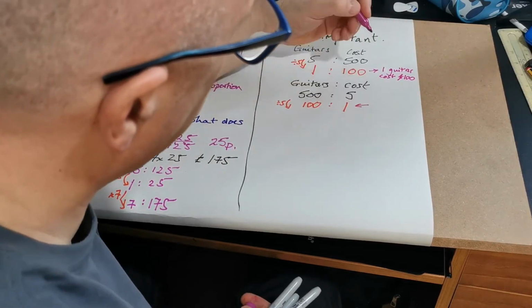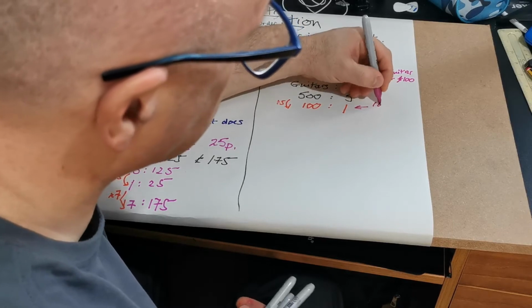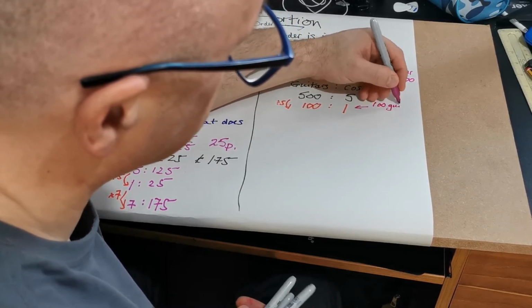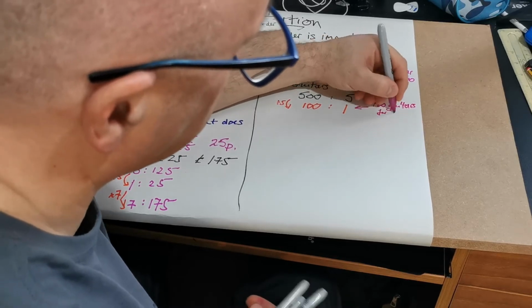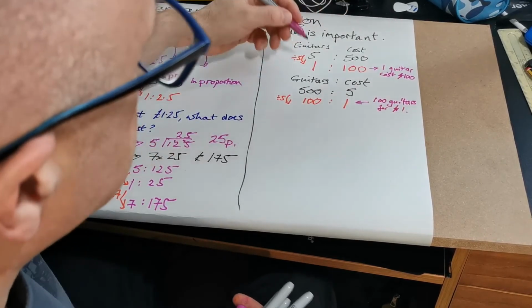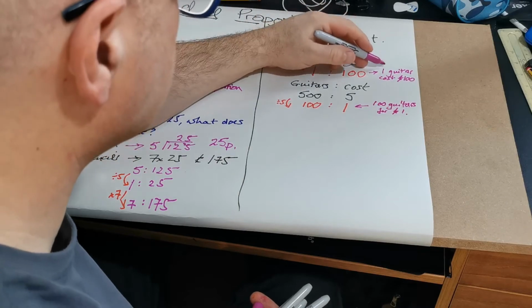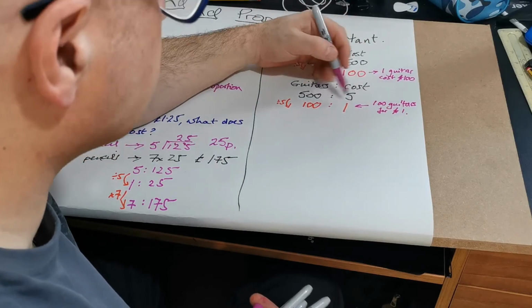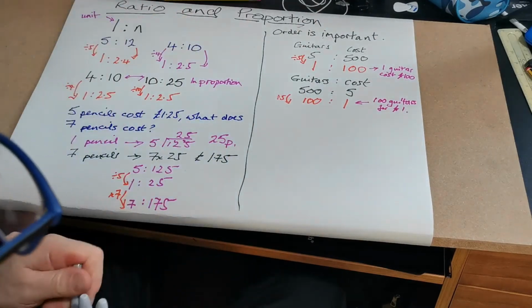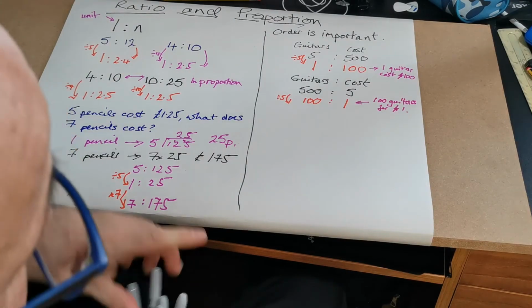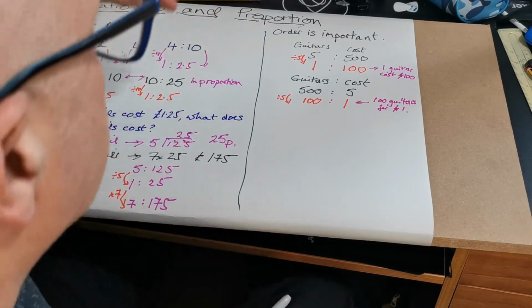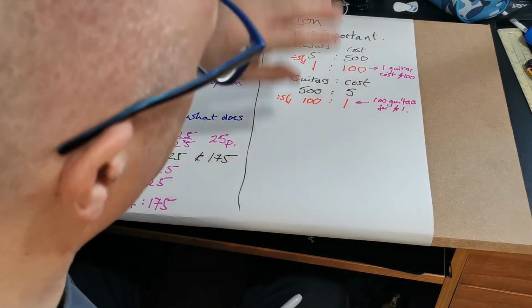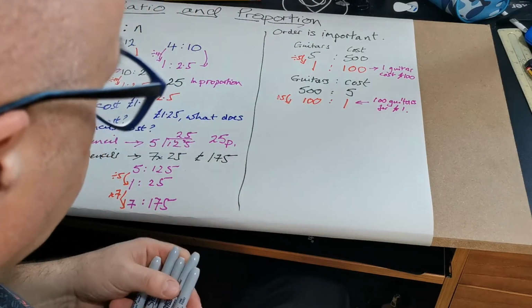But what I get here is 100 guitars for £1. So this one means that a guitar costs £100. This one actually means a guitar costs a penny. So you can see the order is very, very important. You have to make sure that when you're reading the question, you put the numbers down in the order that they come in the question.